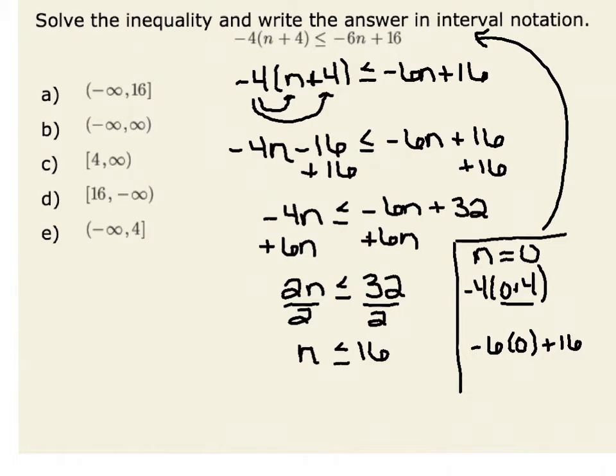0 plus 4 is 4. Multiply that by a negative 4 is a negative 16. On the right-hand side, we have negative 6 times 0, which is 0 plus 16, which is equal to a positive 16. And indeed, a negative 16 is less than or equal to a positive 16. This is one way that I could solve the problem.